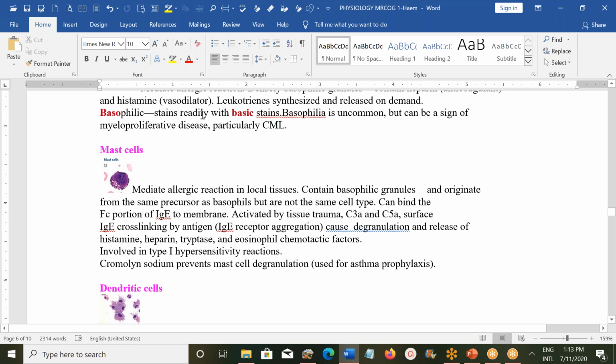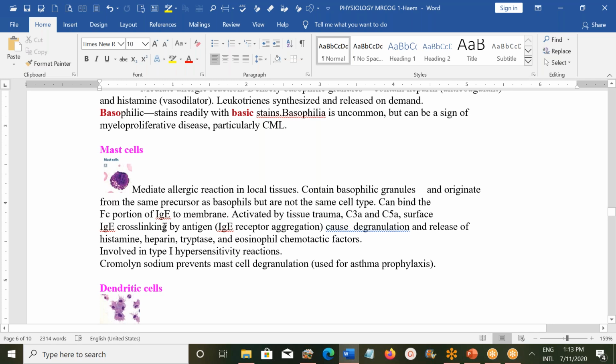They are basophilic. They will readily stain blue with the basic stains. Basophilia is actually uncommon, but it can be a sign of myeloproliferative disease, particularly chronic myeloid leukemia. Okay, then the mast cells. Mast cells, these are bluish. They mediate allergic reaction in the local tissue. They contain basophilic granules and they originate from the same precursor as the basophils, but they are not the same cell type. So mast cells and basophils are two different types of cells, but the parent cell is going to be the same.